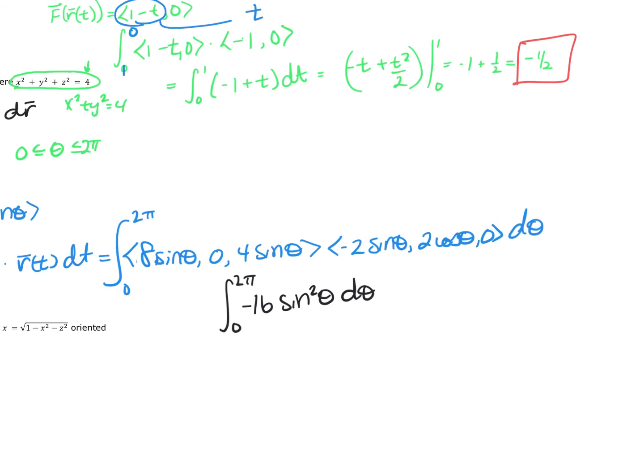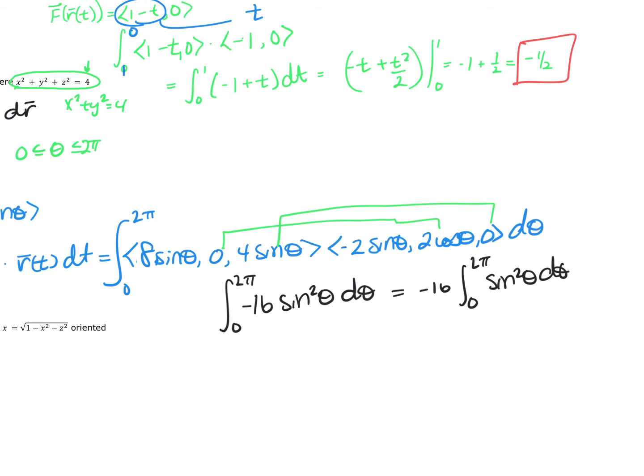Because when I do the dot product, these two are going to produce 0, and these two are going to produce 0. So then I just look this up in the integration tables, and I get negative 16 from 0 to 2 pi. I can do a power reduction formula if I'm inclined, or I can just go ahead and look these up in the tables for the sine squared of theta d theta, and I'll let you finish that one off.